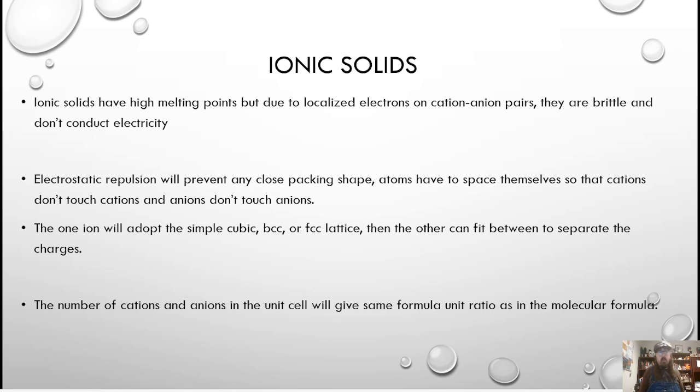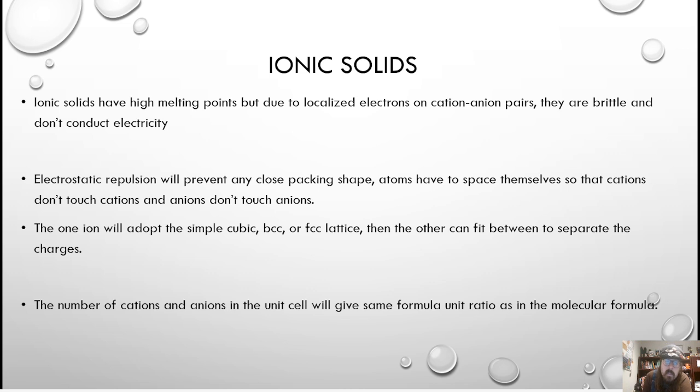Now, because of the positive-negative attraction, and you get some electrostatic repulsion between the positive and positive, we cannot have a simple close-packed shape. The atoms need to space themselves out so that the cations don't touch other cations, and the anions don't touch other anions. While one of the ions may adopt our simple cubic or body-centered cubic or face-centered cubic lattice, the other atom has to fit into that structure in such a way as to separate the charges, so we don't see a cation touching another cation, that is always separated by an anion.